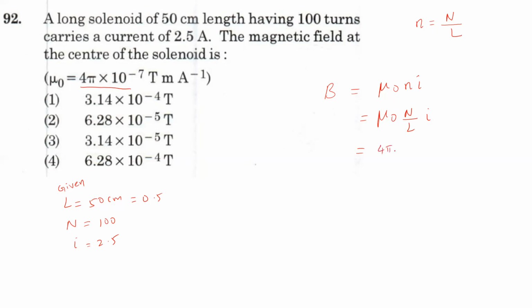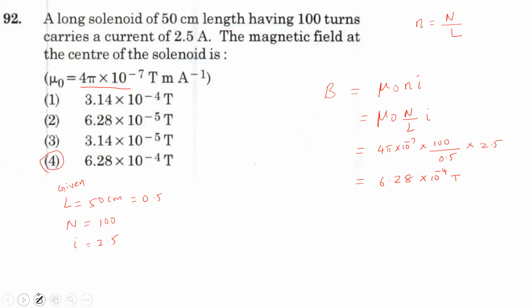So 4 pi into 10 power minus 7 into number of turns 100 divided by length 0.5 meter into current 2.5. Multiplying all this, we get 6.28 into 10 power minus 4. The unit of magnetic field is Tesla. So this is the answer for the 92nd question, fourth option is correct.